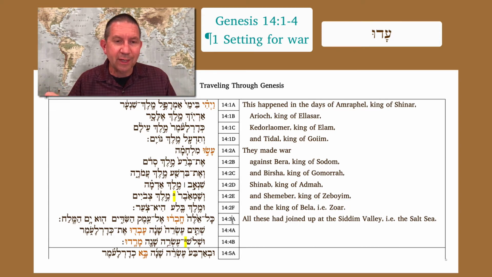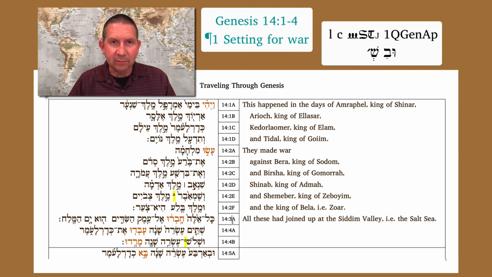Ushalosh esrei shana maradu. And then the Masoretic text has, and 13 year, maradu. But we've got a note on that. And note A in verse 4 has El, lega, C, cum, and then we've got a squiggle, or a slinky lying on its side, and a Gothic S, and a Gothic T with a raised J, and then 1Q, gen, app, and then finally a little bit of Hebrew, uv, and then shin with shava and a mark. All right, what's all that mean?